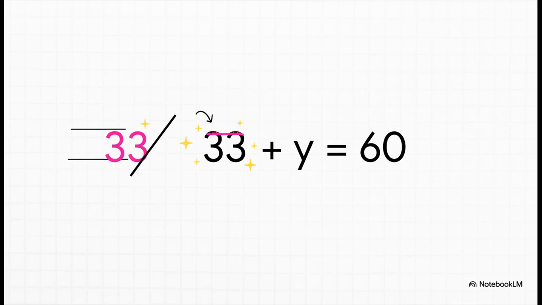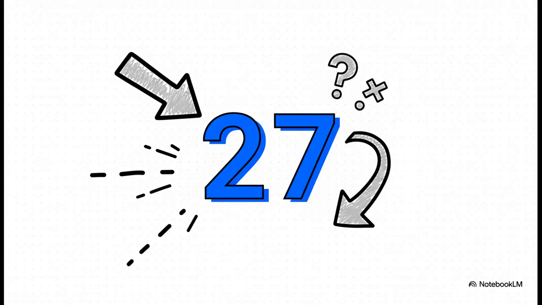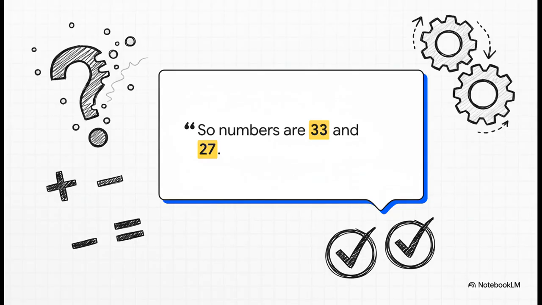We can just go back to our first clue that x plus y equals 60 and plug in the 33 for x. So if 33 plus y is 60, a little quick subtraction tells us that our second number, y, has to be 27. And there we have it. Our mystery numbers are 33 and 27.